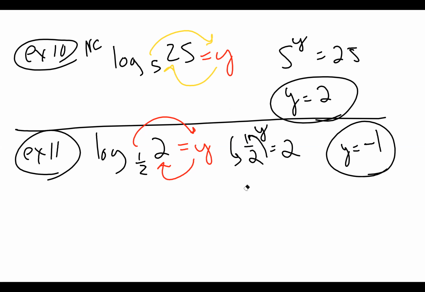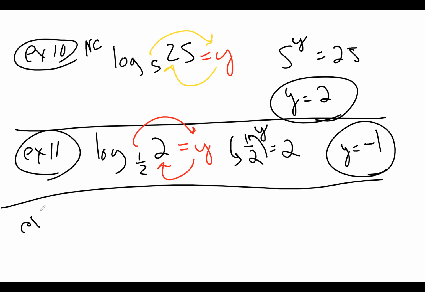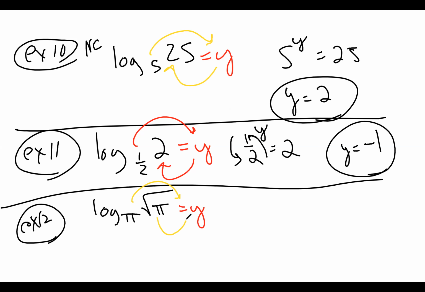Okay, so we're digging deep. We're thinking about some things that we haven't thought about in a while. Okay, let's do one more. Example 12. All right, now watch. This is just to show you that it doesn't matter. What we're doing, the rules still apply. So what if we have log base pi of the square root of pi? Boy, this one looks rough, right? And again, you're going to add equals y so that you can draw your arrows. And then you will draw your arrows.